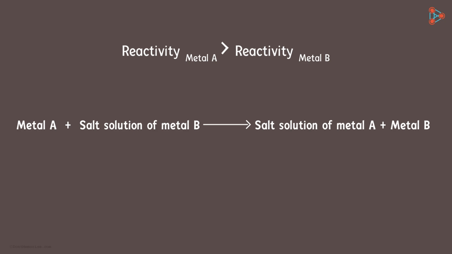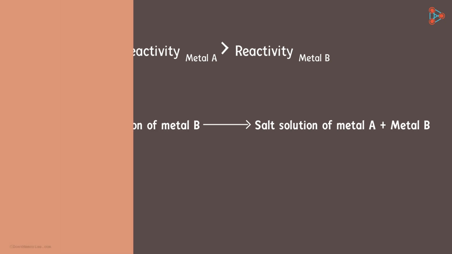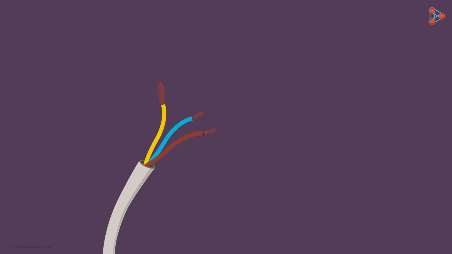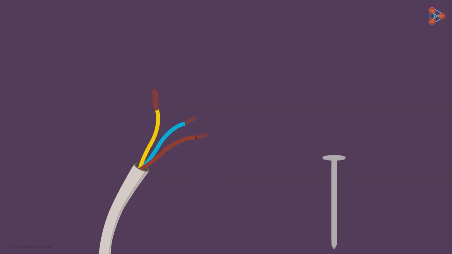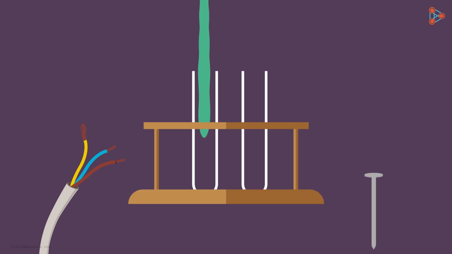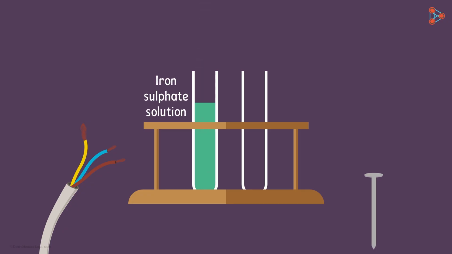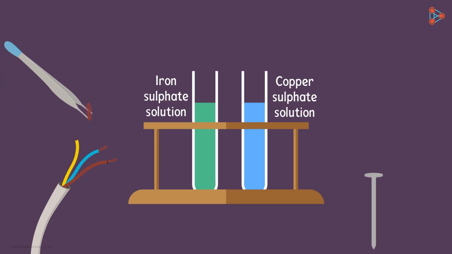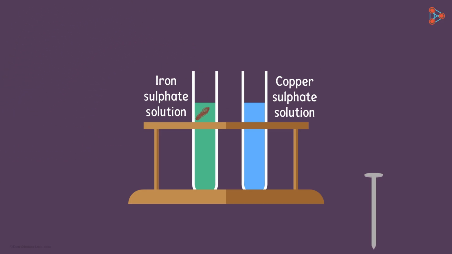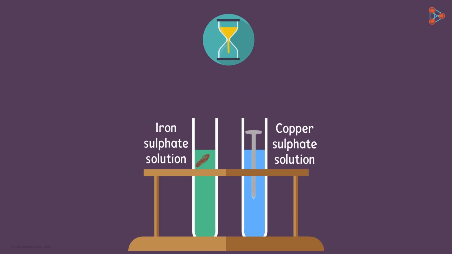We can perform a simple experiment to understand this. Take a copper wire and an iron nail. Make sure they're clean. We will need two test tubes, one with a solution of iron sulfate and another with a solution of copper sulfate. Now put the copper wire in a solution of iron sulfate and the iron nail in a solution of copper sulfate. We wait for about half an hour and see what happens.